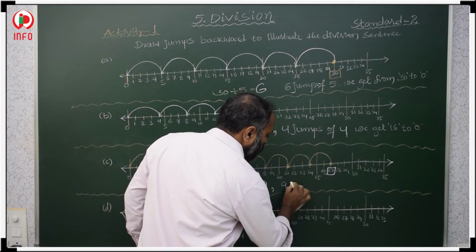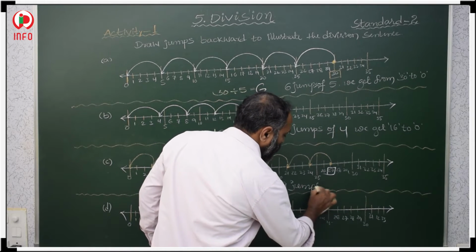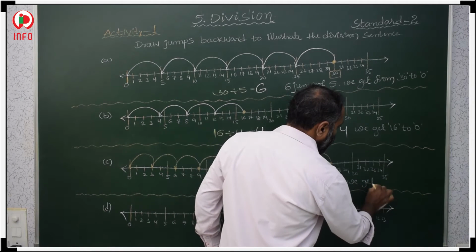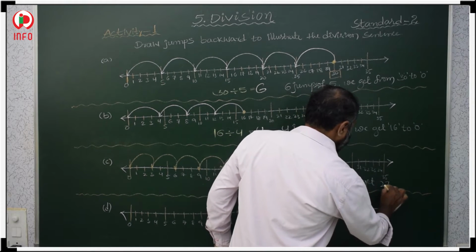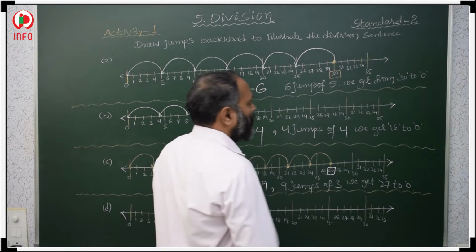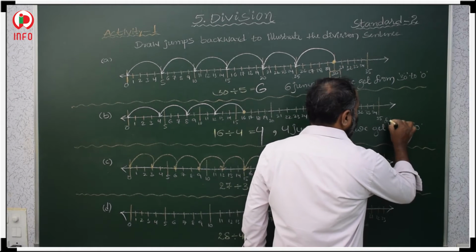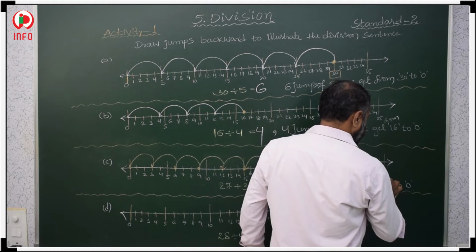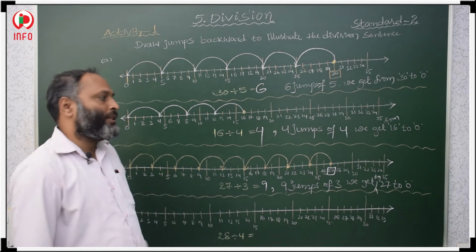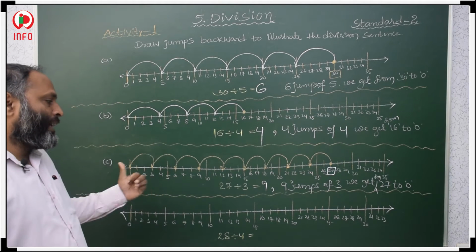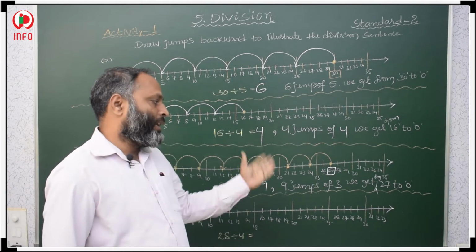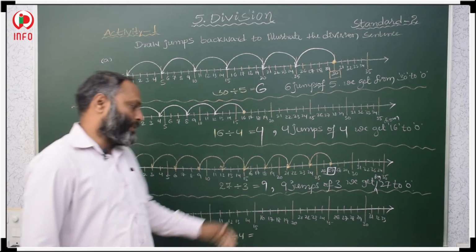9 jumps of 3. So we get from 27 to 0. You write here "from" also: from 27 to 0. So 9 jumps of 3, each jump of 3 units. So in 9 jumps you will get from 27 to 0.